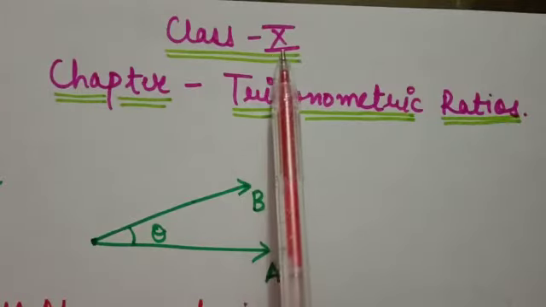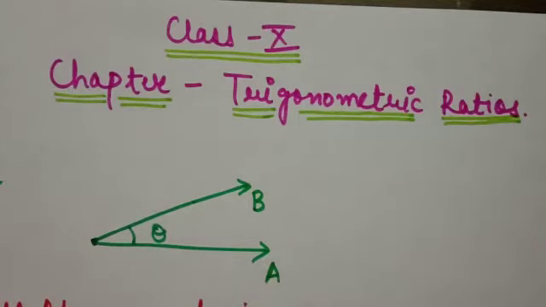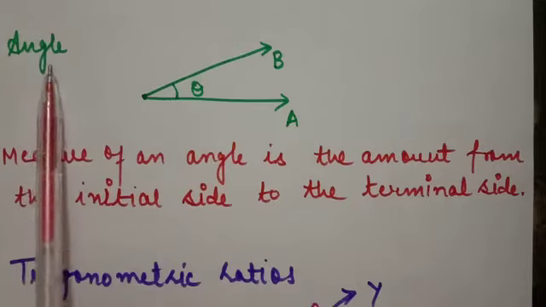In today's class, we will take class 10th chapter trigonometrical ratios. In this lecture, we will learn the basics about trigonometrical ratios and how we will derive trigonometrical ratios. So, we will start our lecture with the definition of angle.